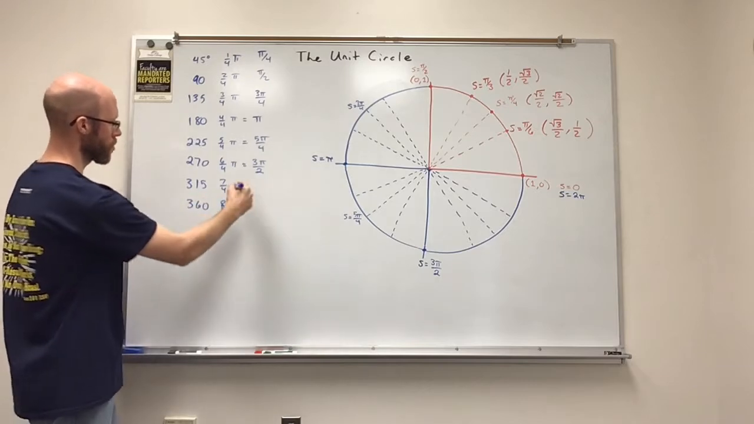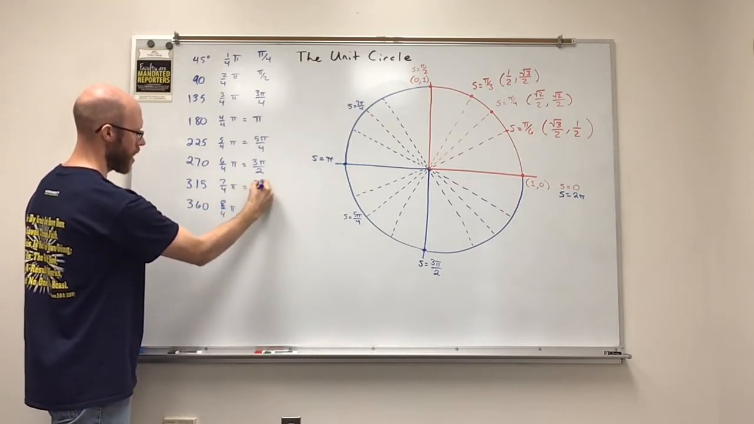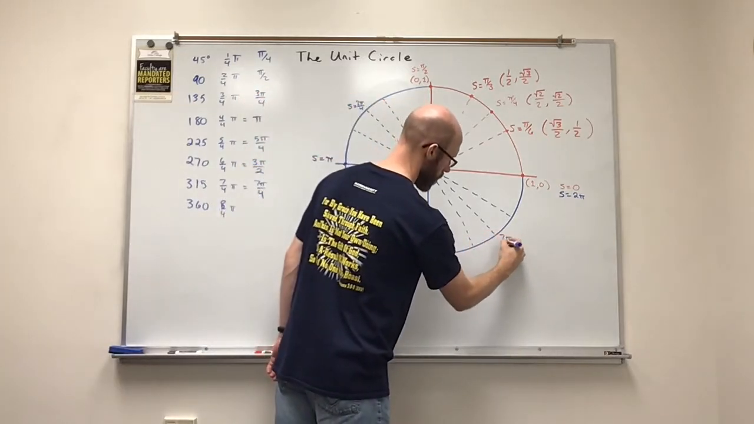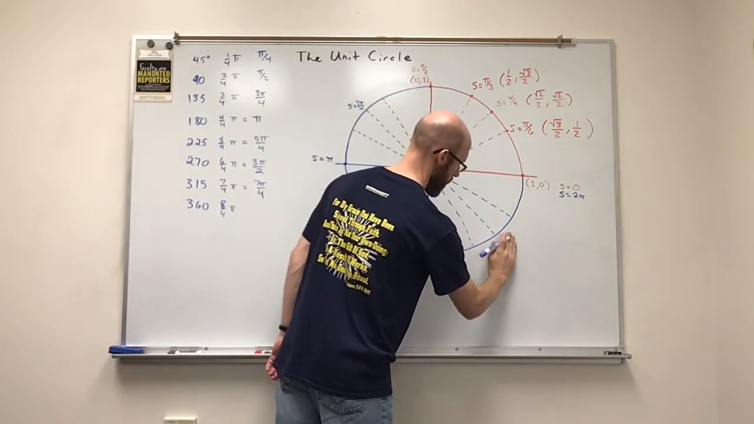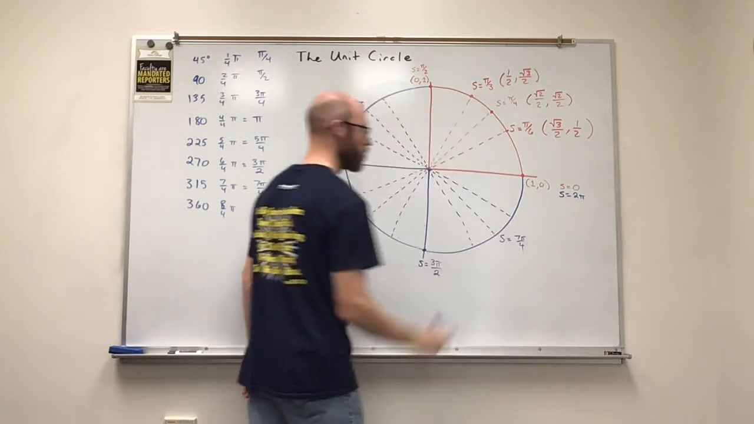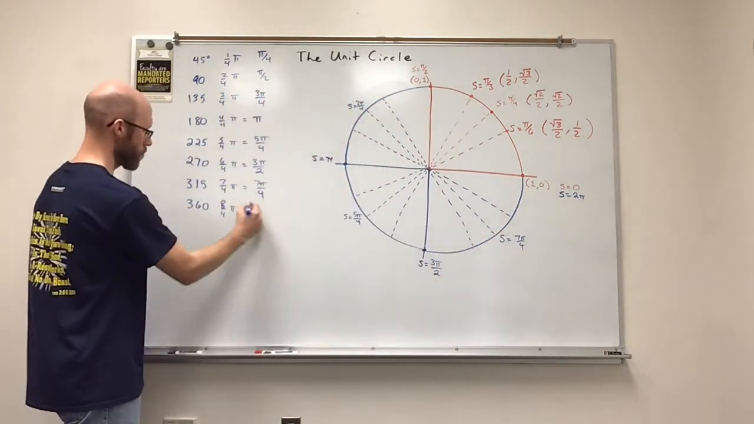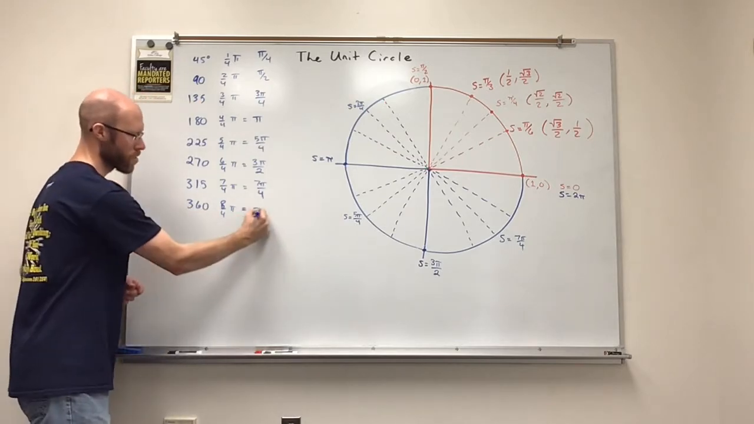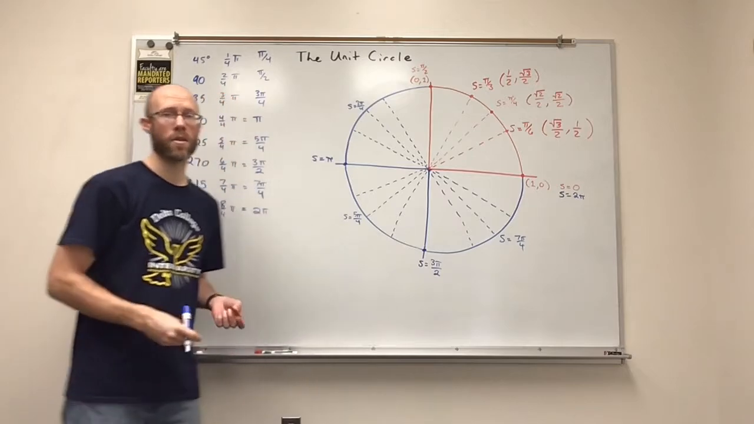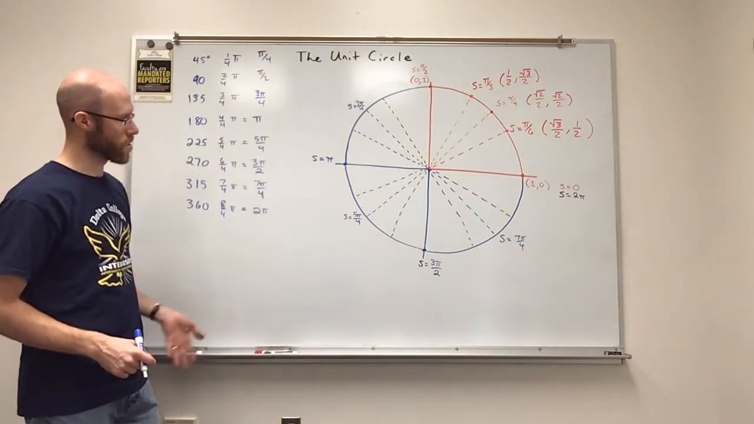315, that's over in the fourth quadrant, is 7 pi over 4. That one didn't reduce. Oops. I should say S equals 7 pi over 4. And then the 360, of course, 8 over 4 is your 2 pi, which we already had. Okay? So again, you can repeat that pattern all the way around and get your fractions.